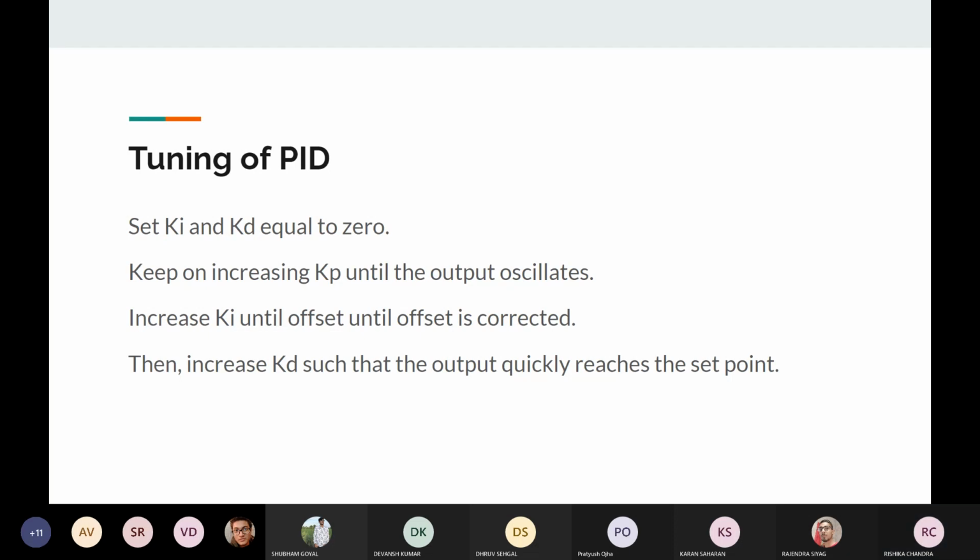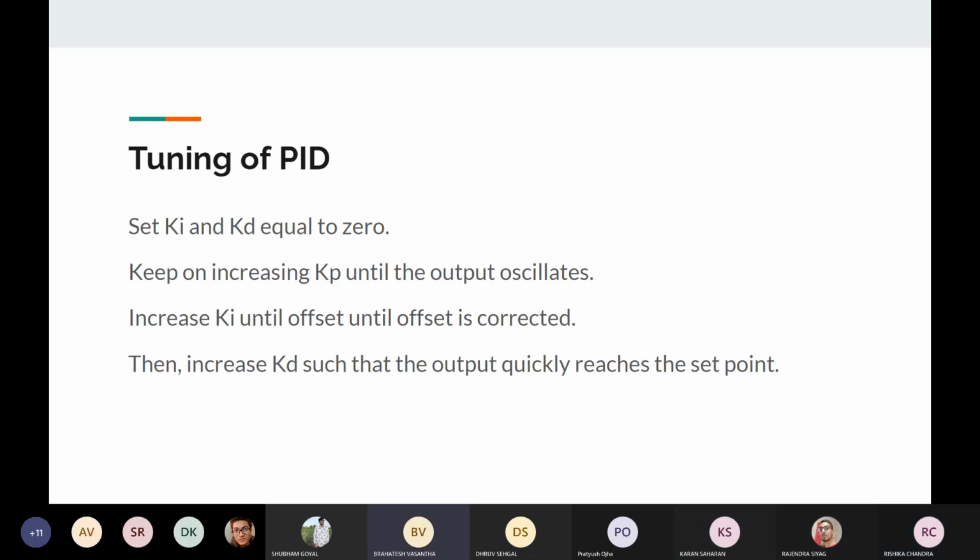Offset was that steady state error we were obtaining in the proportional control. When Ki and Kd both were 0, there was some offset, right? That offset was removed when we introduced the integral controller. So, got this tuning of PID?